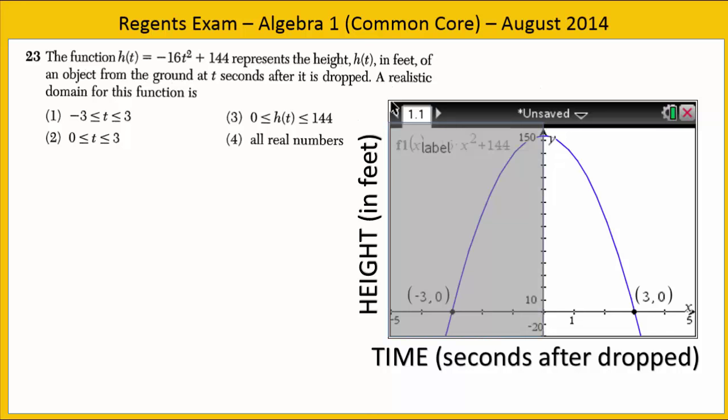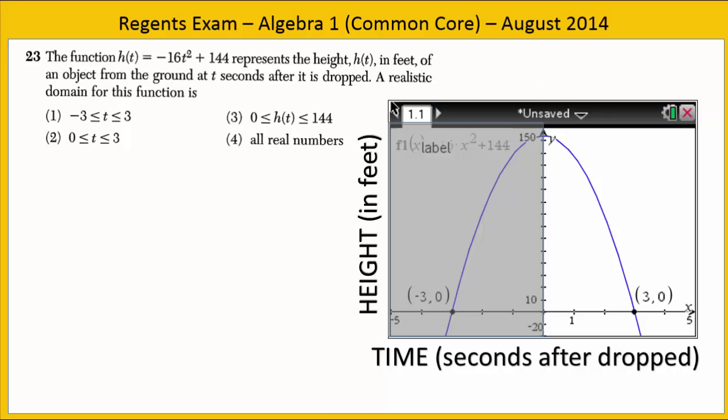Let's begin on the left-hand side. In the shaded area, those time values are negative. It doesn't make sense to have negative amounts of time. That would be before the object was dropped. And so we can disregard that part of the domain, as it's not realistic.